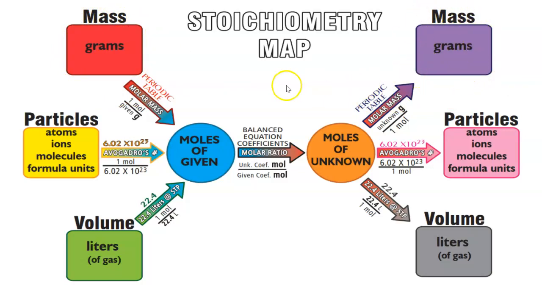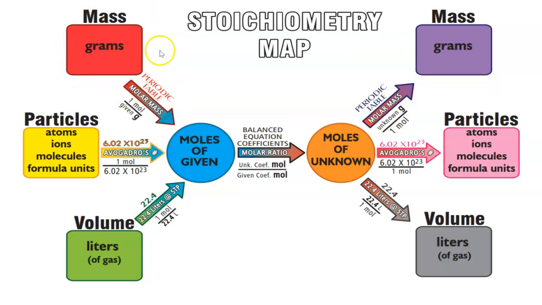Okay, so this tells us in my problem I'm going to have to go from grams to moles, moles to moles, and then moles to grams. Okay, so we're going to have to use our molar mass. We're going to have to use our coefficients, our mole ratios, and then we're going to have to use our molar mass again. Okay, so this is the order we're going with: grams to moles, moles to moles, moles to grams.